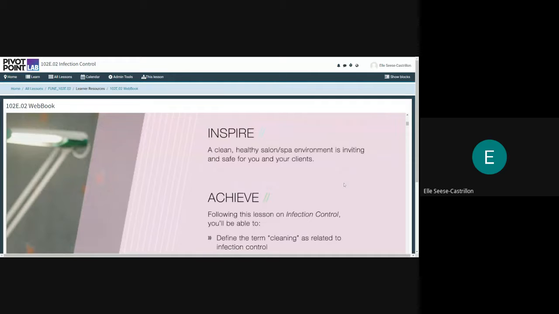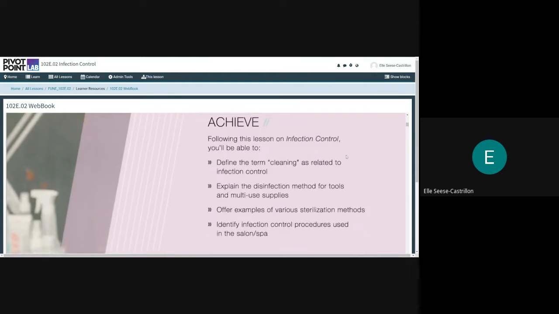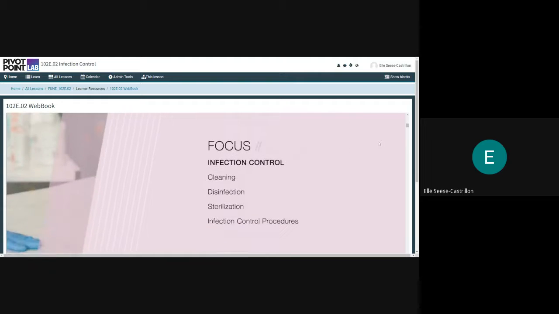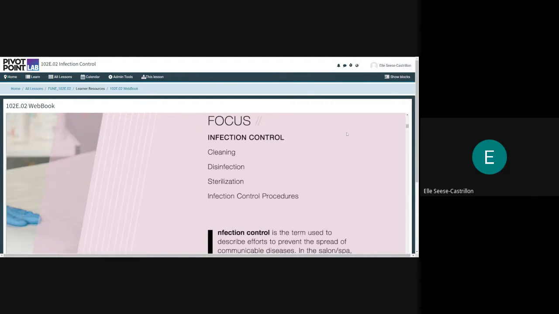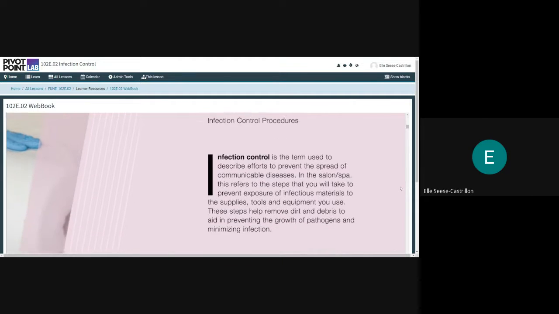So, inspiring in this chapter is a clean, healthy salon and spa environment that's inviting and safe for you and your clients. And then also, after we talked about this chapter, we'll be able to define the term cleaning as related to infection control. We'll explain the disinfection method for tools and multi-use supplies. We'll also offer examples of various sterilization methods, and we'll identify infection control procedures that are used in the salon or the spa. So we will be talking about cleaning, disinfection, sterilization, and then infection control procedures.